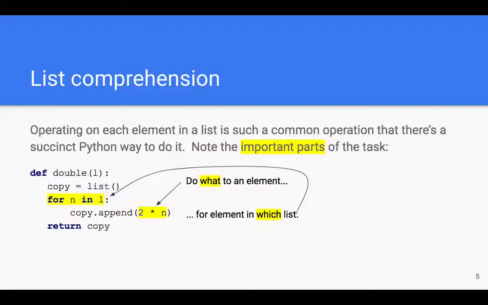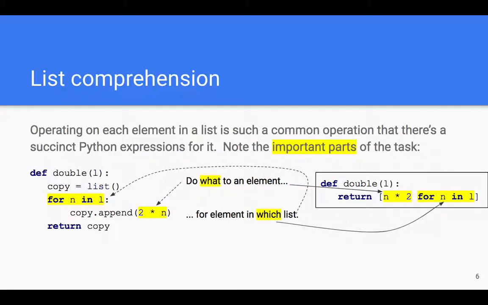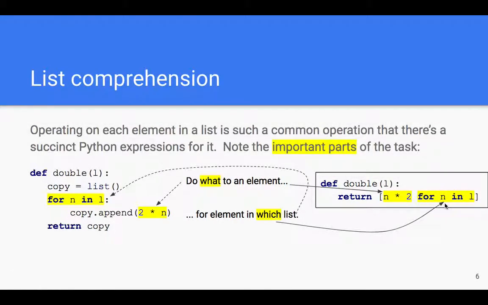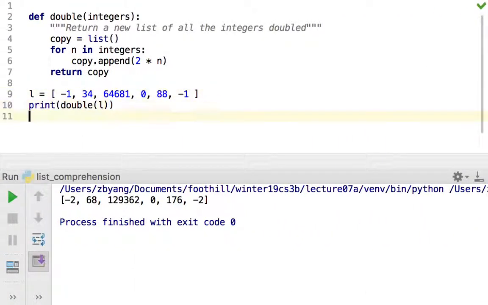The succinct Python way of doing this is what's called list comprehension, and it looks like that. It basically just takes the two important parts that I just highlighted. The first part is what to do at each step, right? And then the second part is what sequence we are going through. Let me write this out and show you how it works.